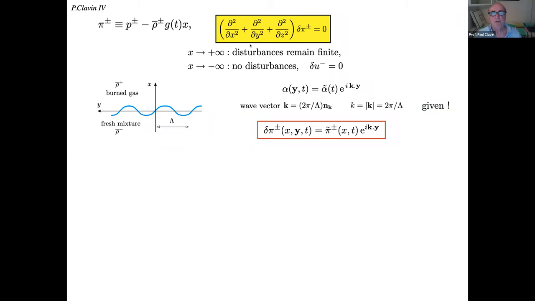The pressure satisfies the Laplace equation with this boundary condition here, upstream and downstream. I will come back to the condition on the front later on. And we have what we call a wave vector here, the amplitude of this vector being a given quantity. And now the pressure can be looked for in this form, where plus is for the burnt gas, minus is for the fresh mixture, and tilde P is the Fourier component, or the amplitude of the disturbance of the field at this given wavelength.